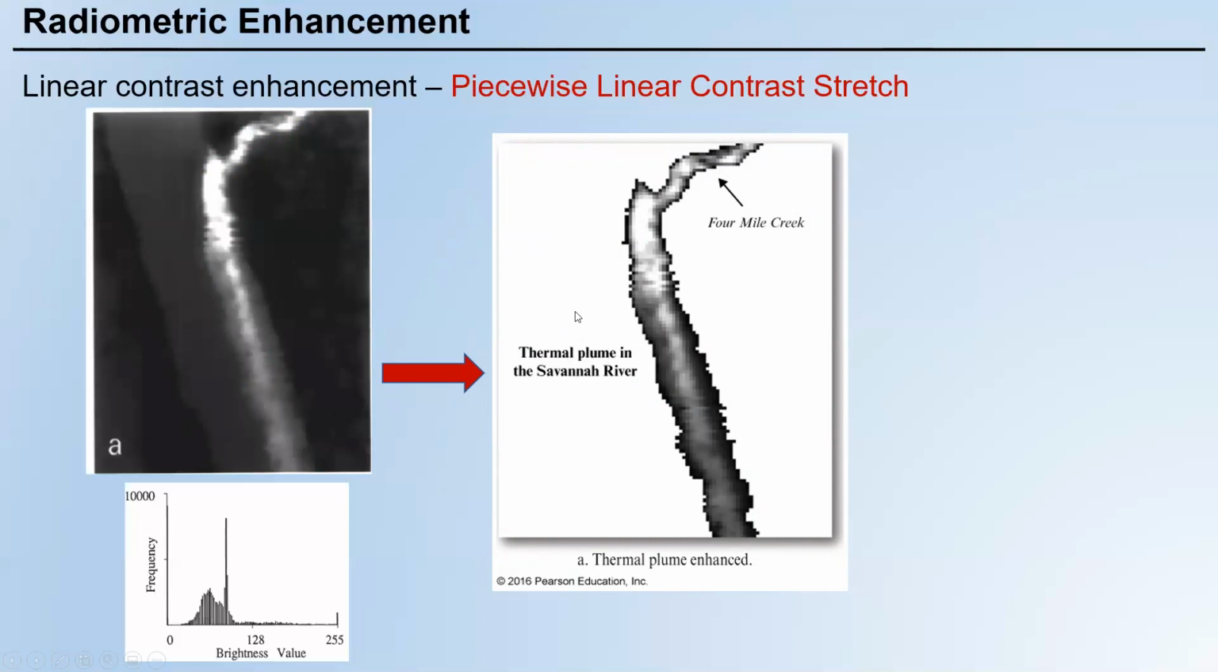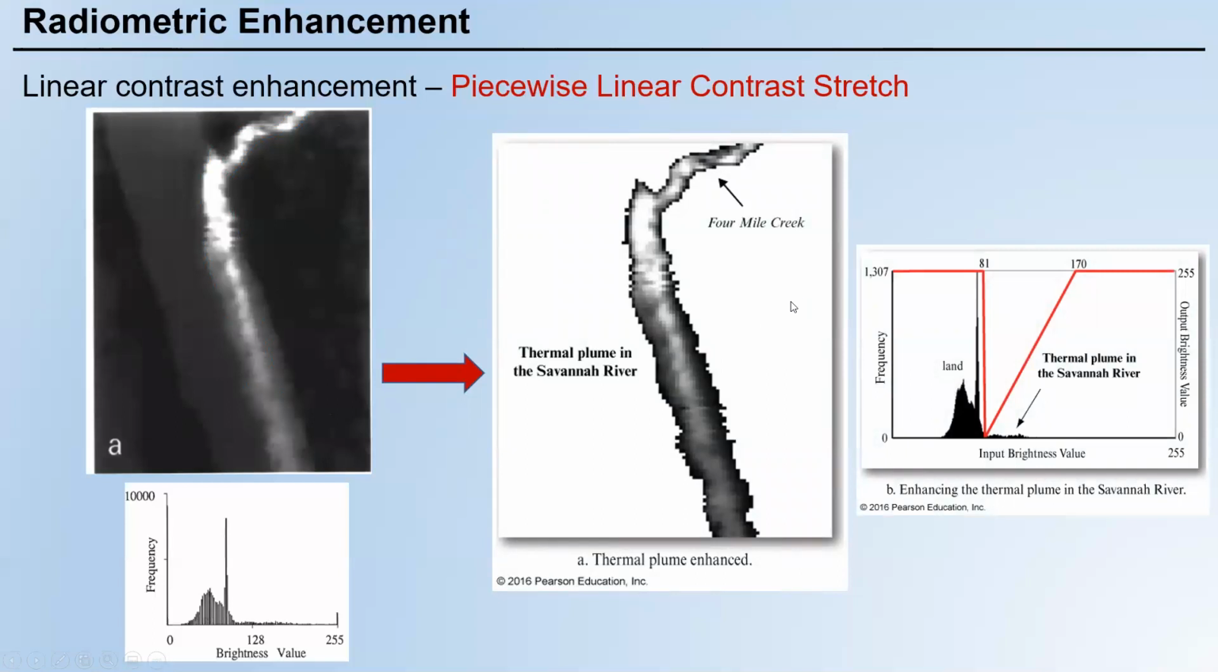All the land and all those pixels representing the Savannah River have been masked out. They are all white, and only the 4 Mile Creek is enhanced here. And this is what the enhancement does. So firstly, we have this original histogram, right?